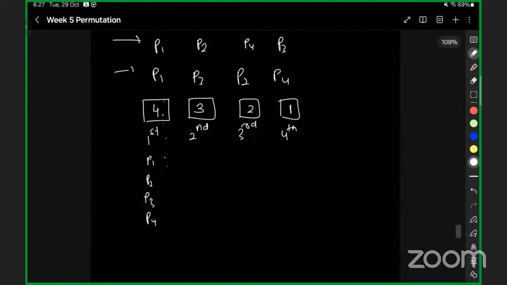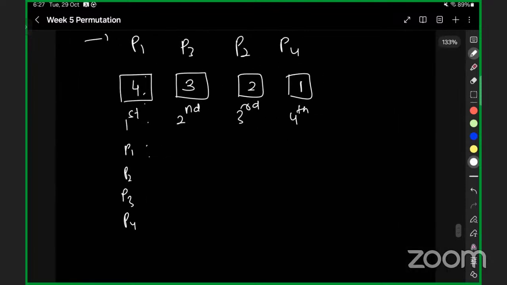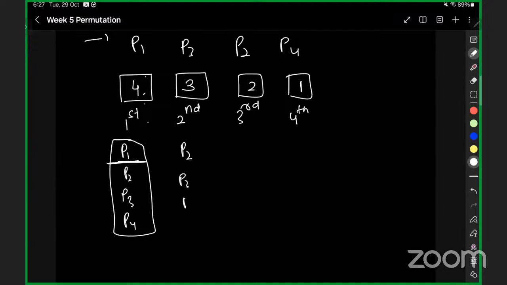Something like that, right? So yes, like this. Then anyone who came first here, let's say P1 came first, then he can't race for the second position. Those who are left, they have to run for it. So is it n factorial? Yes, it's going to be that only.